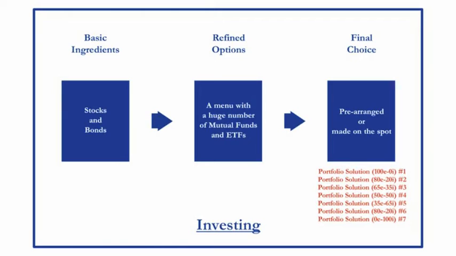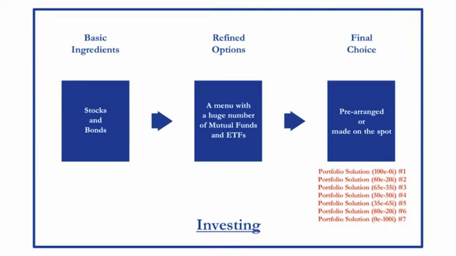Number 2 is 80% stock, 20% bonds. Number 3 is 65% stocks, 35% bonds, and all the way down to 7, where we have 0% stock, so there's no stocks there, and it's 100% bonds. So as you can probably assume from what you already know, portfolio number 1 is going to have a much higher growth potential than portfolio number 7, simply because number 1 is made entirely of stocks and number 7 is made entirely of bonds.